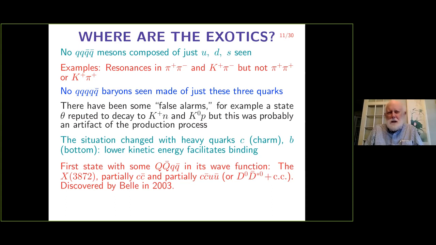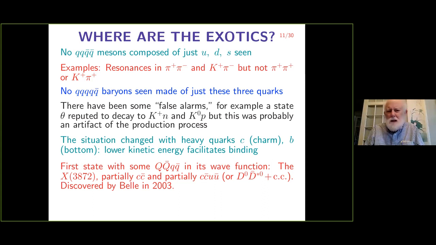And there have been some false alarms. Giancarlo mentioned some for baryonium. And there was also a state called the theta reported to decay to K plus neutron and K zero proton, but it was not confirmed by other experiments. And my personal opinion is that it was an artifact of the production process.